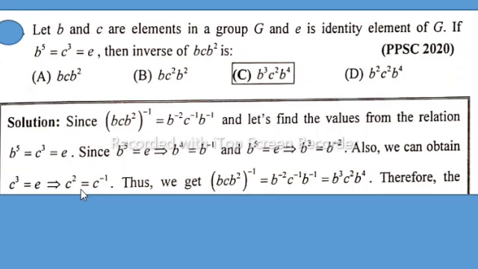So we can get (BC B square) whole inverse is equal to B inverse 2 C inverse B inverse, which is equal to the value of B inverse 2 is equal to B3, C inverse is equal to C square, B inverse is equal to B power 4. So option C is correct, which is the required solution.